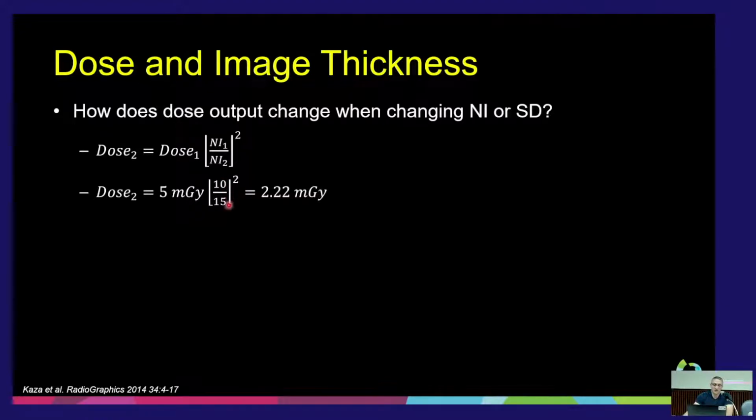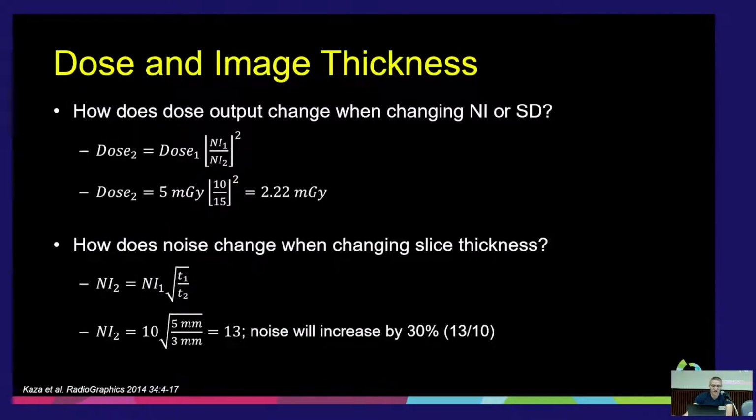So you can see here, you didn't double the noise index, but you did get a dose reduction of nearly half. Because of that quadratic relationship, we have the opportunity to really play with that. And how does this play into it if you're thinking about thicknesses instead of dose? Well, it's kind of the same thing.